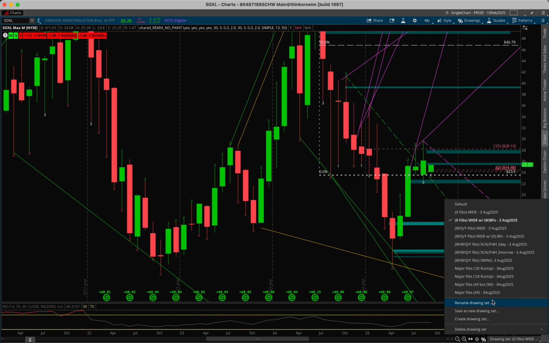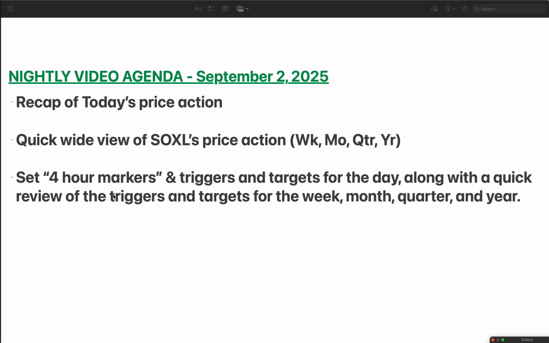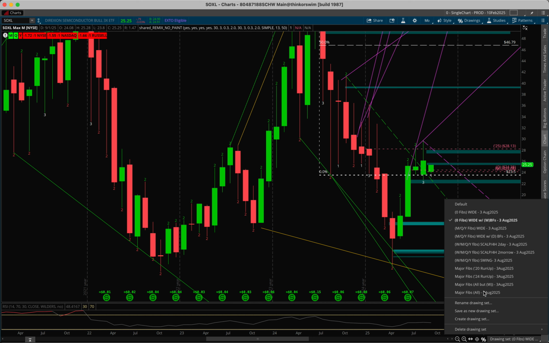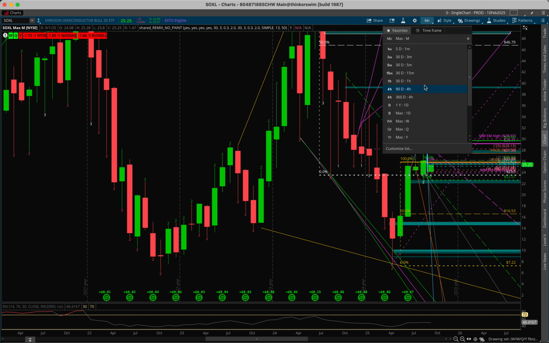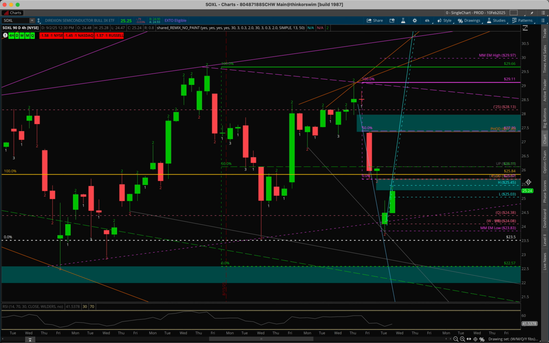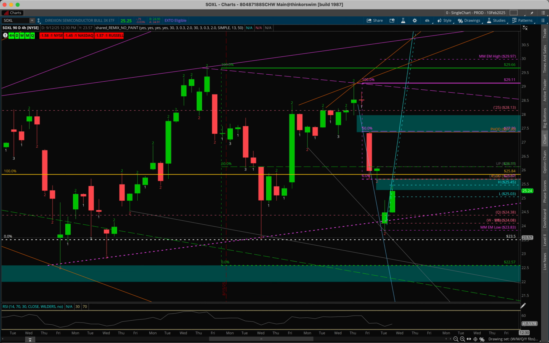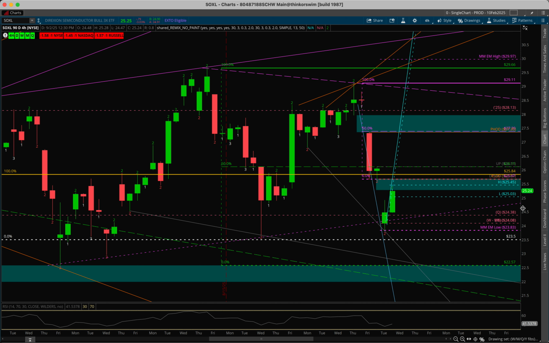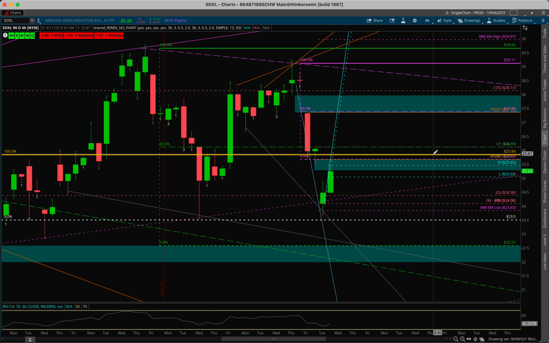So I think we've gone through things from a wide perspective. We went through the intraday perspective for today. Let's just verify. We've gone through everything. So we'll go ahead and get into setting our 4-hour markers and our triggers and targets for tomorrow, which is Wednesday. Let's bring up our 4-hour chart, because that's where we set our levels. Did we not set our levels? Yeah, we didn't set our levels for today. I thought we did.